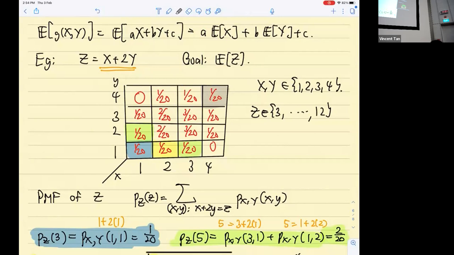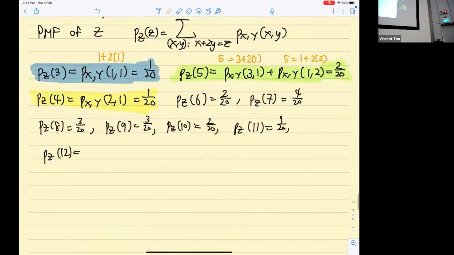Because if you put number 4 here, right? 4 plus 2 times 4. I think this is 12, right? Yeah. So it's this gray box here, okay? I mean, it's very easy to make some mistakes here, but this is 4, 4, okay?